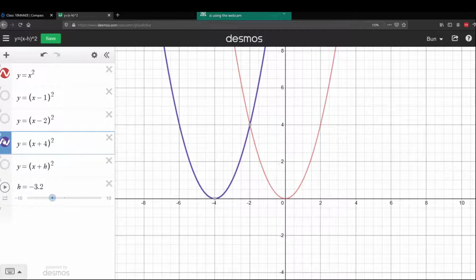Hope that makes sense, guys. If it doesn't, have a play with it, and if you're still confused after that, let me know and we'll try to work through it. And that's it for today's lesson.